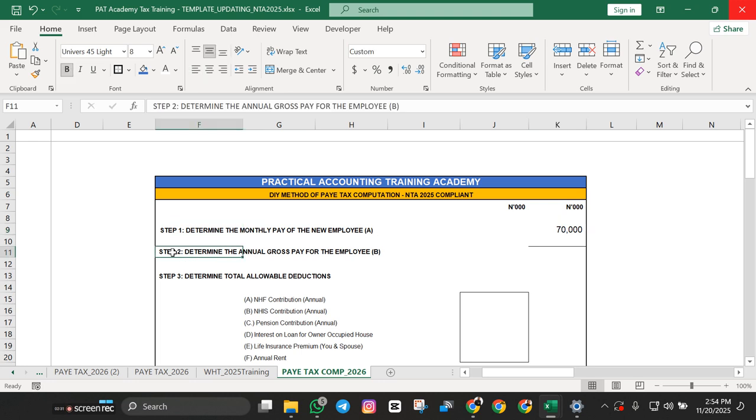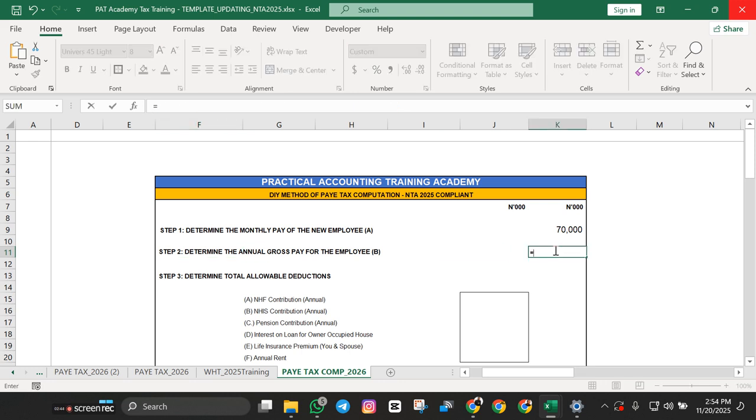Step number 2, you now turn this monthly pay into annual pay. So what are you going to be paying this person annually based on the monthly pay? Very simple. You just multiply by 12. It will give us 840,000 naira. This is how much this person will be taking up annually.